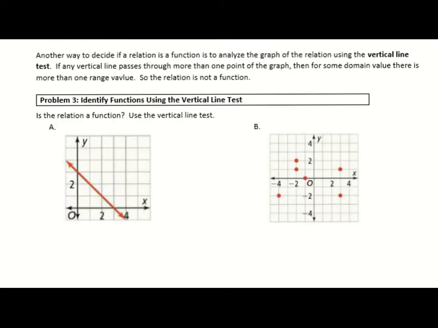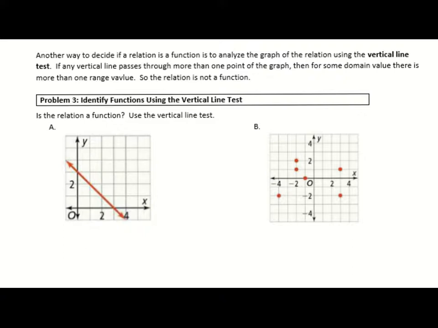So picking up where we left off last time, now it's time to start identifying functions using something called the vertical line test. Another way to decide if a relation is a function is to analyze the graph of the relation using the vertical line test. If any vertical line passes through more than one point of the graph, then for some domain value there is more than one range value. So the relation is not a function.